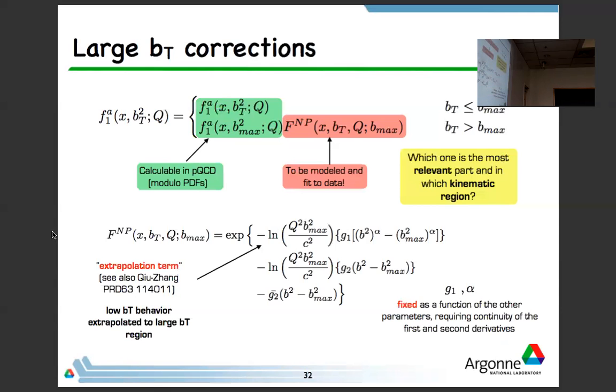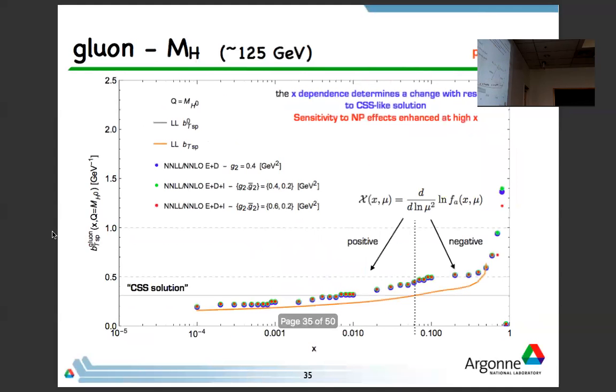The interesting thing about the extrapolation term is that you can actually fix g1 and alpha as a function of g2, g2 bar, and bmax, imposing the continuity of the first and the second derivative at bmax. So the idea here is the following. If you keep bmax sufficiently low, you have a way to guide the behavior in the large bT part, which is driven by the perturbative calculation. So it's like an extrapolation of the perturbative results into the large bT region, that can be trusted if you're sure that bmax is really in the perturbative region. As I said, this is the correction to evolution, and that's the intrinsic transverse momentum.